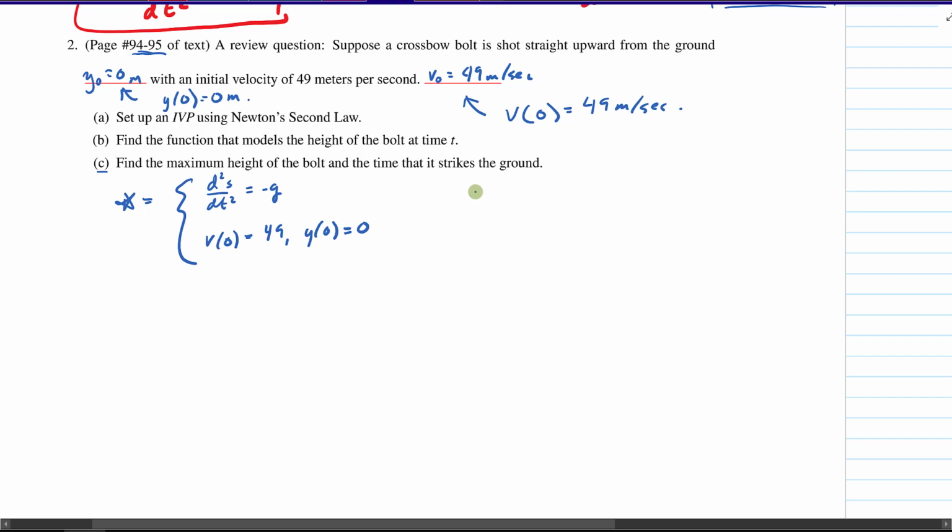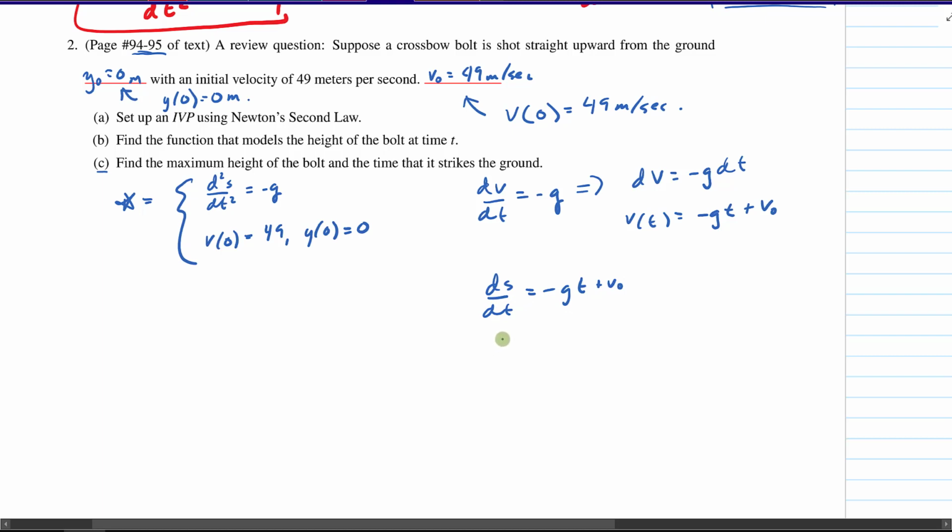If we want to solve this, we can treat the second order equation as really just this first order equation, dv dt equals negative g. This is separable, so we get that dv is equal to negative g dt, or we get that v of t is equal to minus gt plus some constant, and we usually replace that constant with a v naught. So now we've got our initial velocity equation, and v of t is really just ds dt. That's equal to negative gt plus v naught.